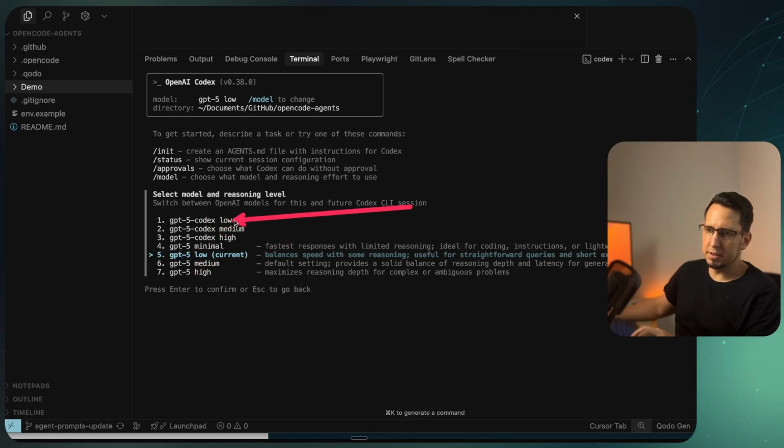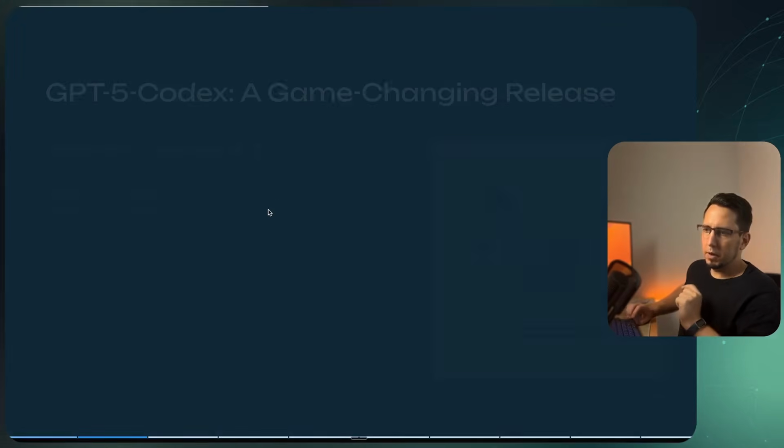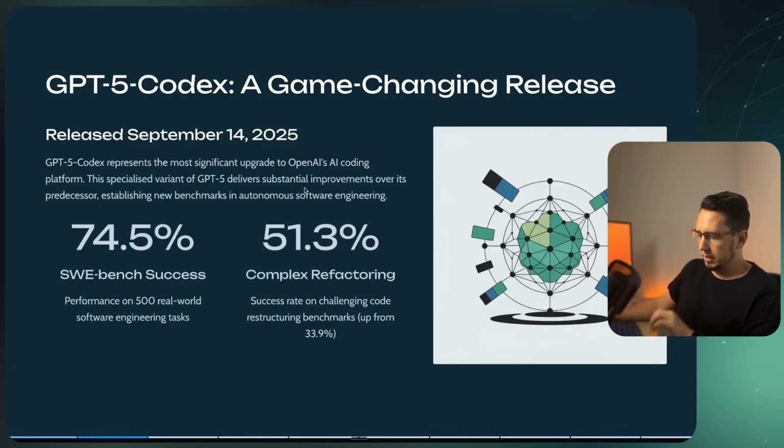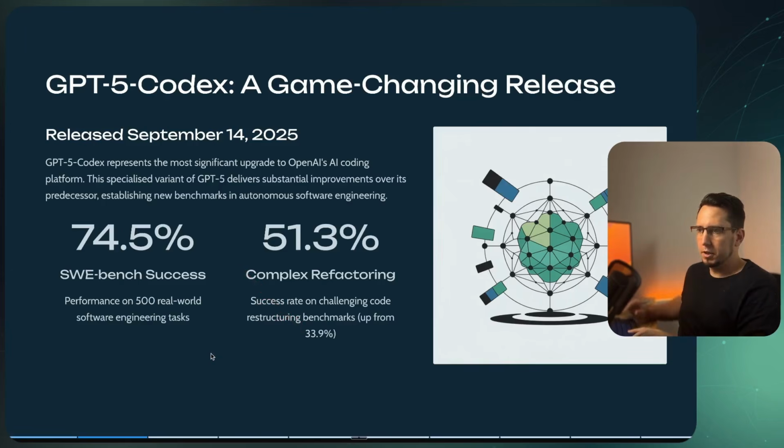It's like GPT-5 Codex low, medium, high. Then we've got the standard GPT-5s, also medium, low, and high. And the low is just the thinking. So that's what these values are here for. All right, so just jumping back in. And why is it so good right now? Well, apparently it's doing really well in the SWE-bench. It's got 74.5% success and a 51.3% complex refactoring score, which is quite big. And it's a big jump up from 33%. So it's doing very well from where it was.